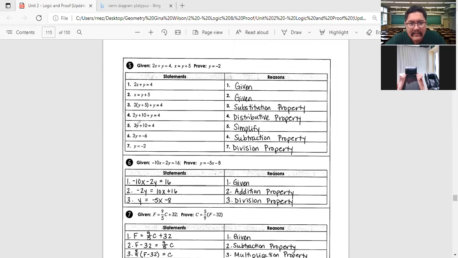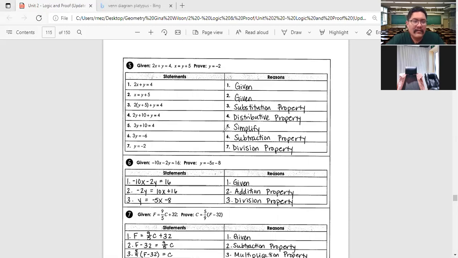Now, since my y is on this side, the left side, I want to get rid of this 10. So minus 10 from both sides. 4 minus 10 would be -6. And then since we minus 10 from both sides, that's why we got subtraction property.